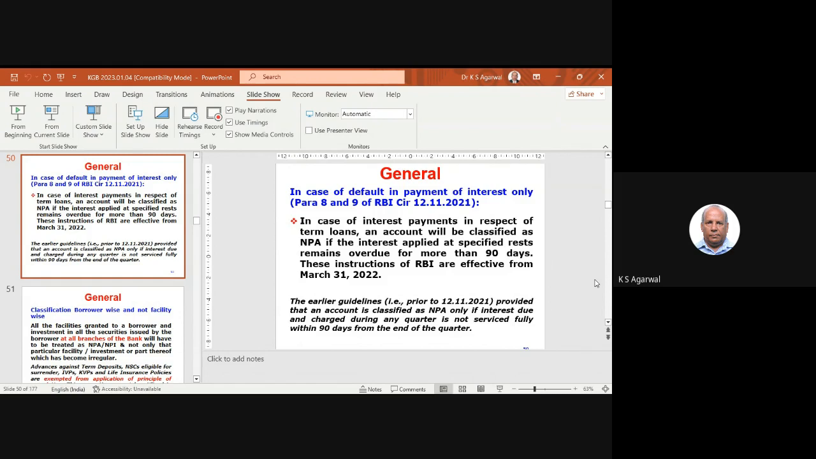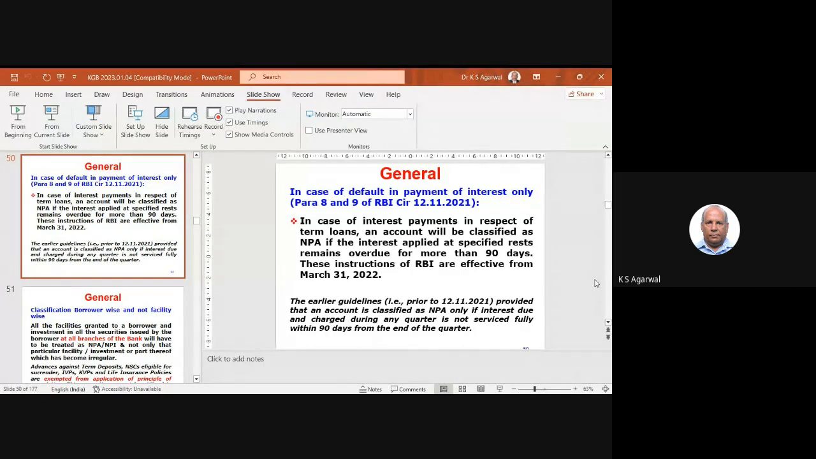Now, if the interest is debited on 31st October, it must be repaid within 90 days from 31st October itself, not within 90 days from 31st December. So earlier, interest due and charged during any quarter could be serviced within 90 days from the end of the quarter. No, now it is not the end of the quarter. Whenever interest is debited, it should not remain overdue for more than 90 days from that date.